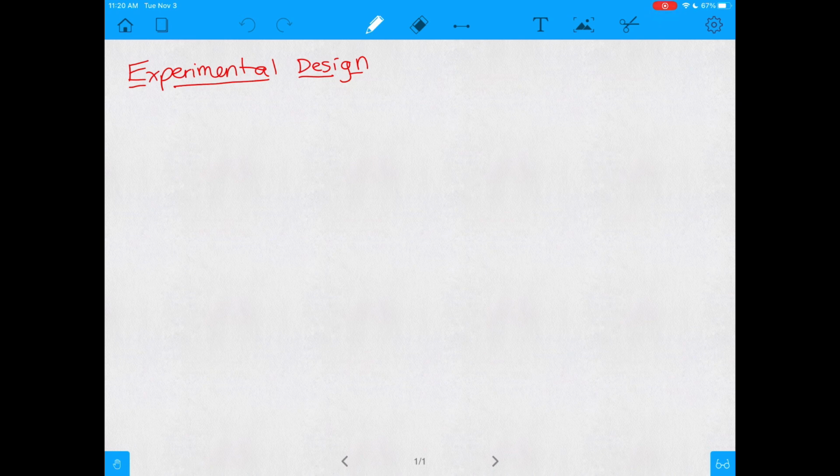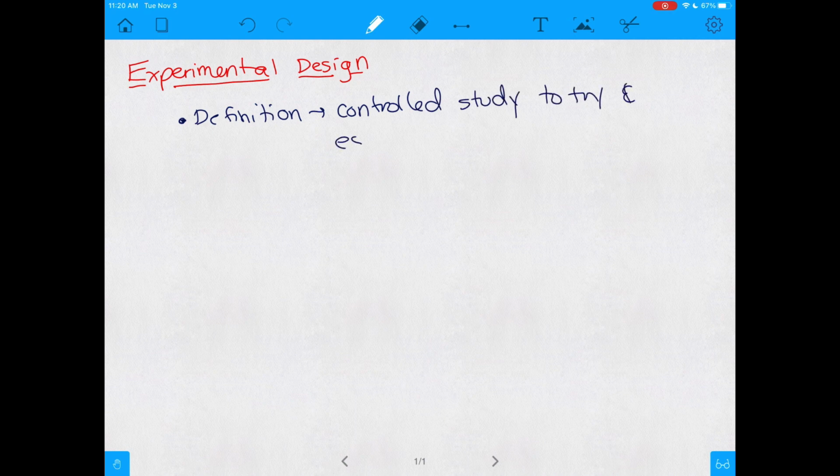So first, let's talk about, for our definition here, what actually is an experiment, right? So our definition here is, for an experiment, it is just a controlled study to try and establish a cause and effect relationship.